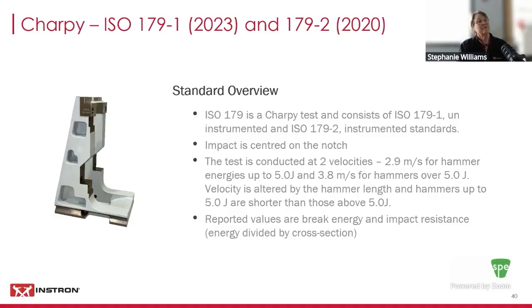Another difference is in sample size. For ISO 179, the sample is, I believe, 80 millimeters long, 10 millimeters deep, and they have a set preferred thickness of 4 millimeters. So to be in full compliance with the ISO standard, your sample is going to be shorter, it's going to be deeper, and it's going to have a defined thickness to it.